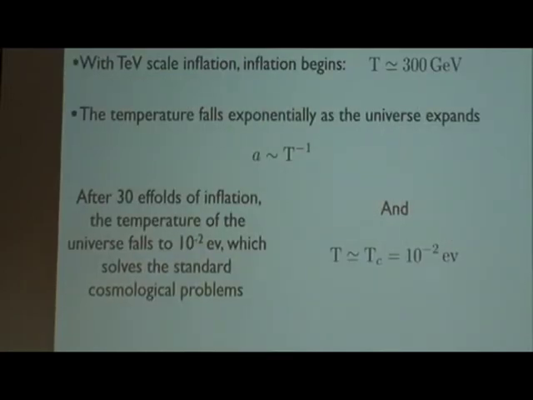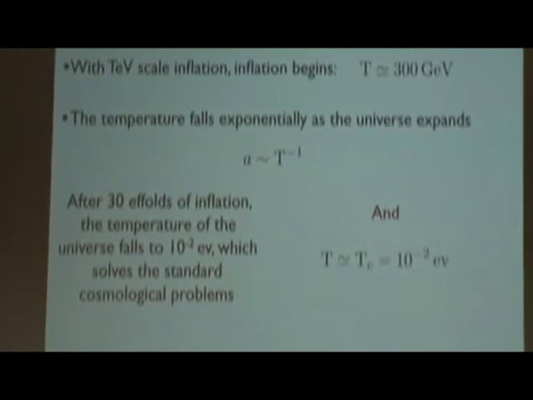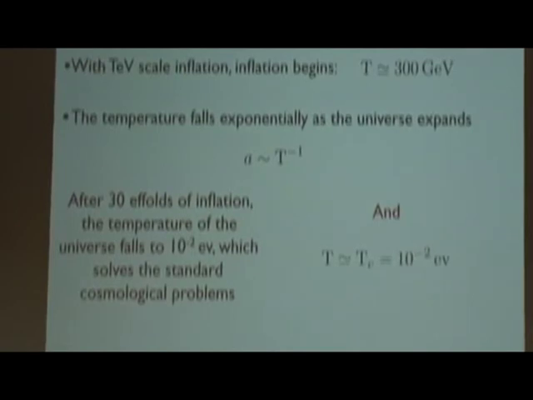So in this model, again, you have TeV scales. And initially the universe is hot, so it's cooling down. Inflation then begins at around 300 GeV. Again, the temperature falls as the inverse of the scale factor, so you're exponentially driving down the temperature of the universe. And after 30 e-folds of inflation, the temperature of the universe has dropped to about 10 to the minus 2 eV. So in that limit, we're at 30 e-folds at TeV scales. You can then solve the standard cosmological problems, the flatness and horizon problems. And then we can just set this point to be our critical temperature at 10 to the minus 2 eV.